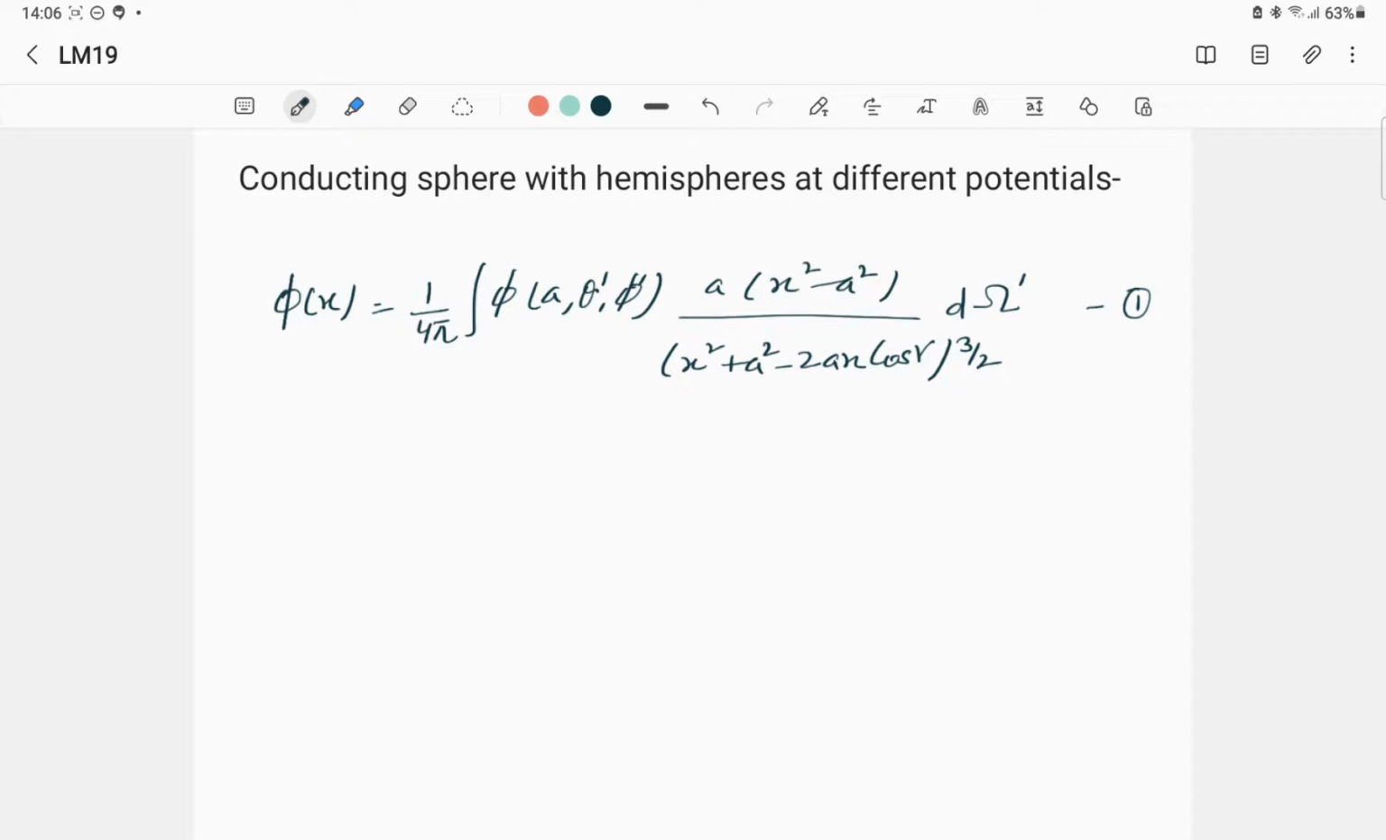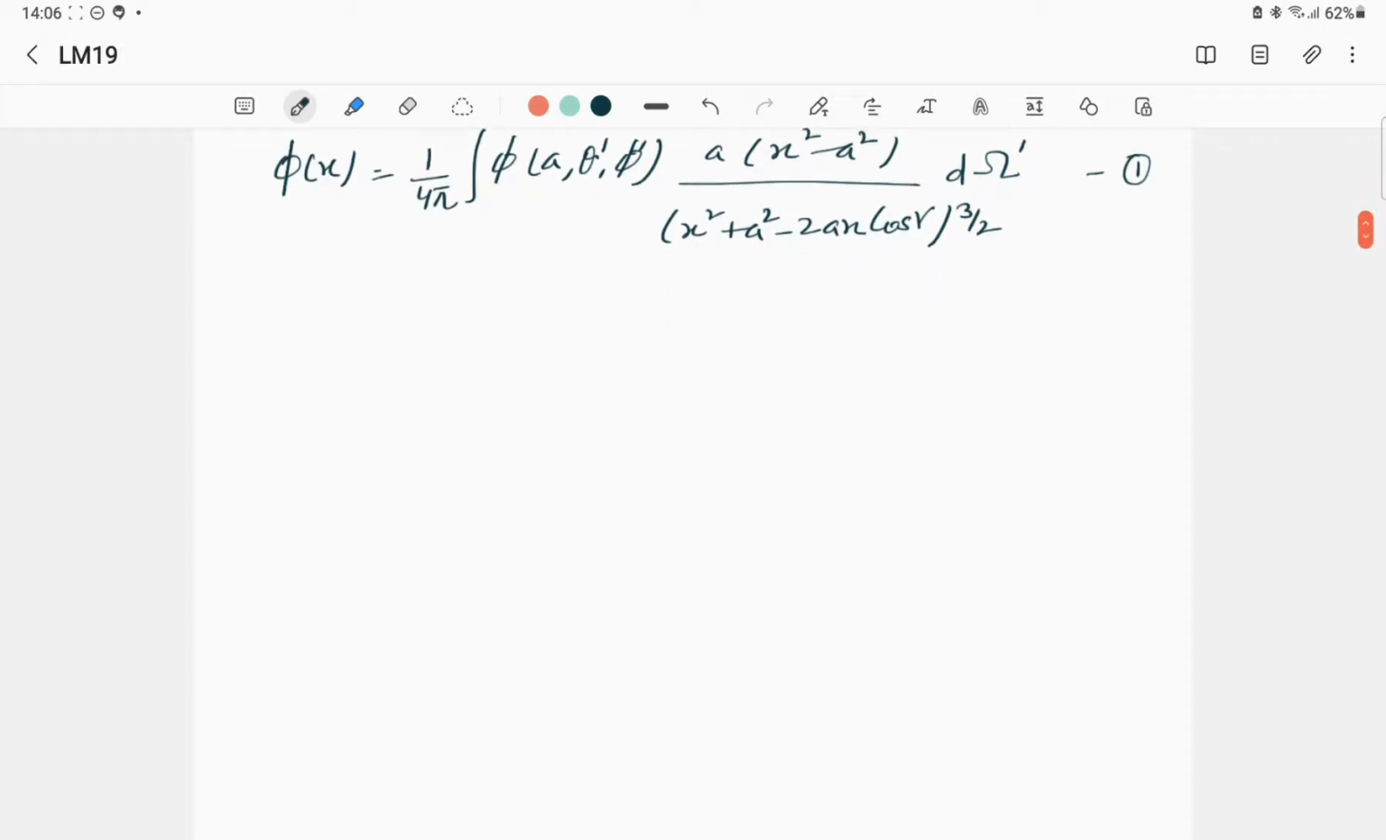So as an example of the solution given by equation 1 for the potential outside a sphere with prescribed values of potential on its surface, we consider the conducting sphere of radius a made up of two hemispheres separated by a small insulating ring.